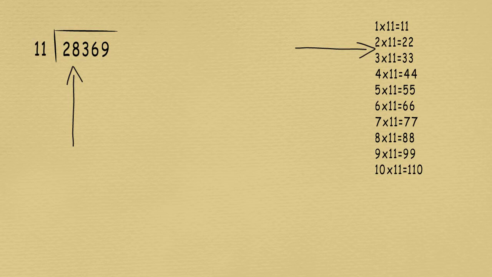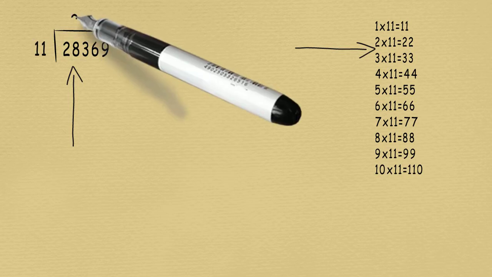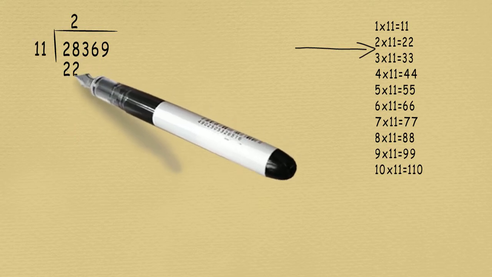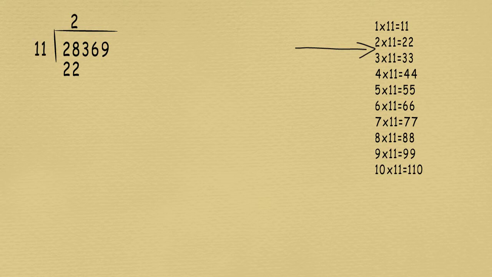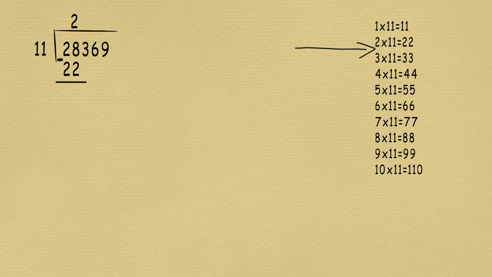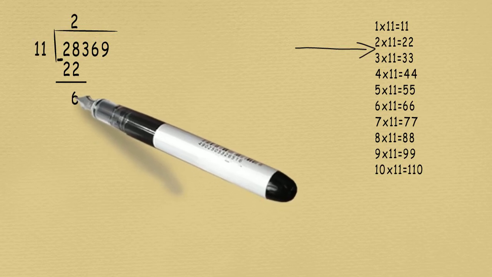So I'm going to choose the expression 2 times 11 equals 22. And I'm going to use numbers from that expression only to write down in the division. So I'm going to write down 2 on top of the division house, and I'm going to write the number 22 right underneath the number 28. And I'm going to perform a subtraction: 28 minus 22 is equal to 6.